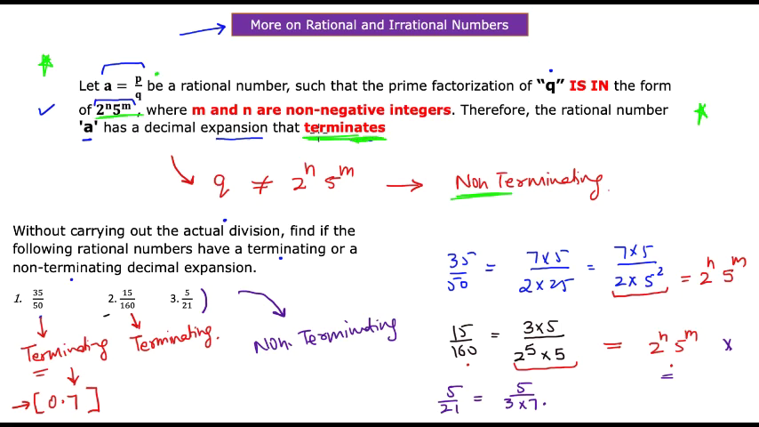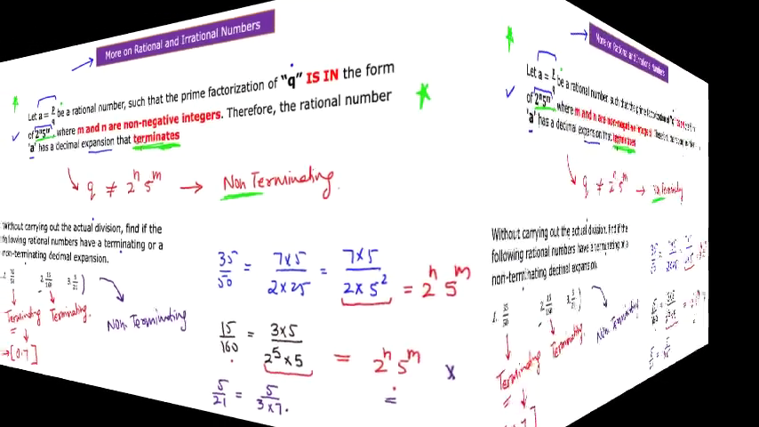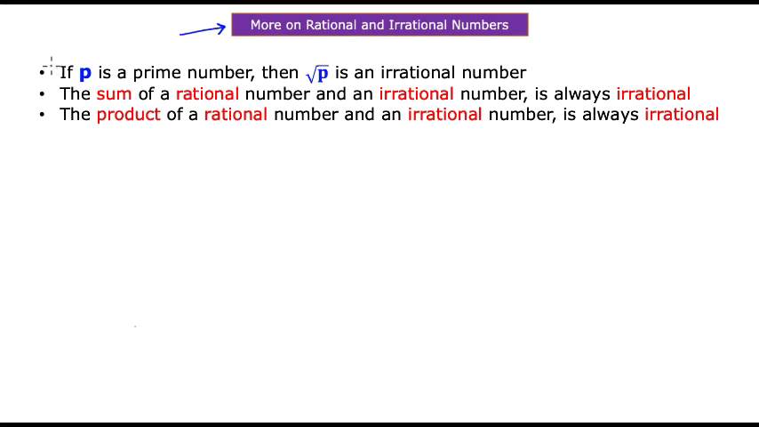Now let's talk about some of the rules on irrational numbers. There are three key principles that you always need to keep in mind whenever you are operating on irrational numbers. The first one is, if you take the square root of a prime number, it will always result in an irrational number.